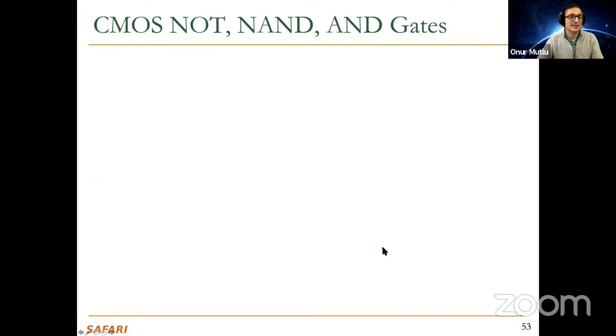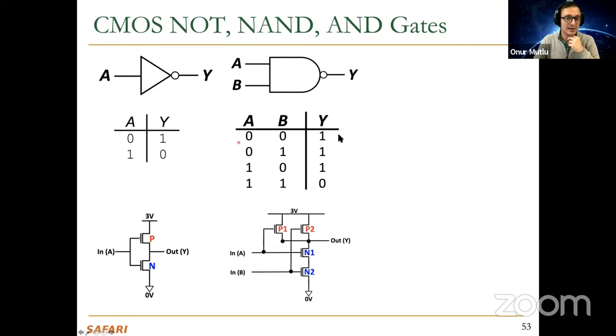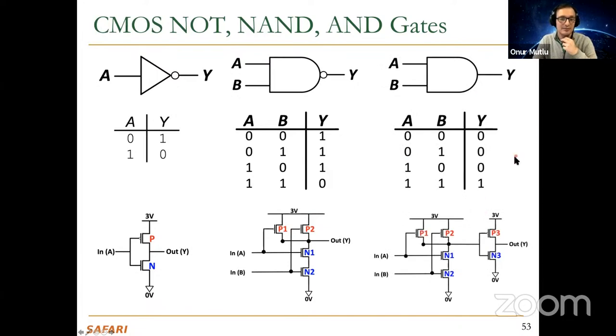Okay, so let's take a look at what these look like. This is the NOT gate, Y equals A NOT. And this is the truth table, and this is the transistor level representation. This is the NAND gate. This is the truth table. This is the transistor level representation. And this is the AND gate. This is the truth table, which is essentially the complement of the NAND, as you have an inverter after it, just like you do over here. But we denote it at a higher level of abstraction like this. We basically take out the bubble over here.